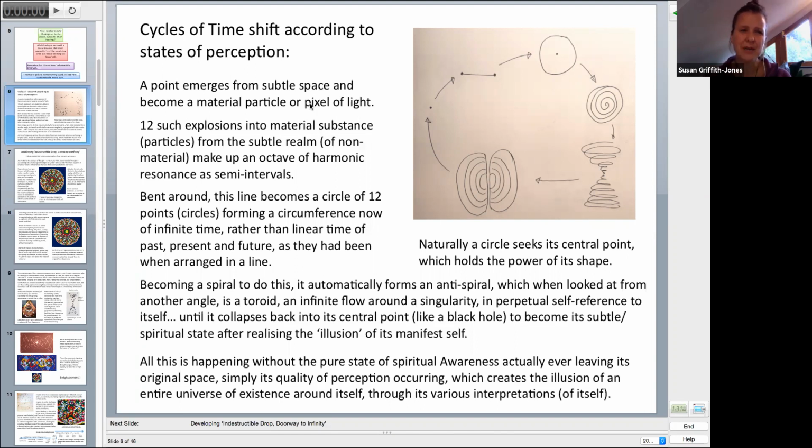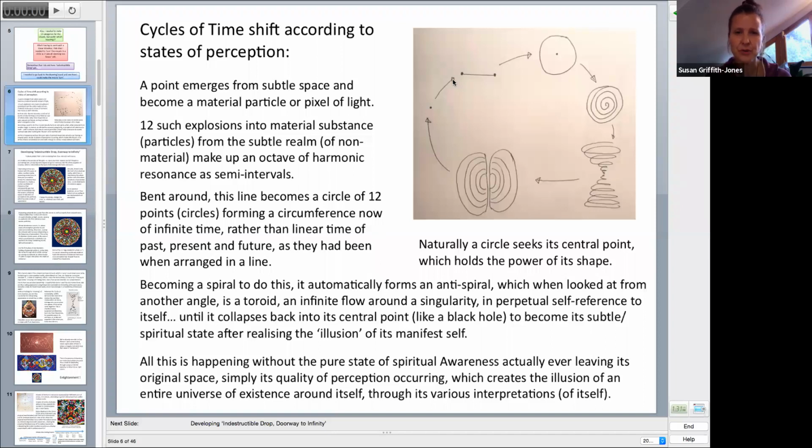So I just wanted to recap at the beginning of this session about how these cycles of time shift according to the states of perception. Here we have a point emerging from subtle space and becoming a material particle or pixel of light. I've described that process in detail before. Let's imagine that this line between these 2 points is 1 octave of harmonic resonance in semi-intervals. So 12 such explosions occur, creating an octave of harmonic resonance. They come into material substance as particles from the subtle realm of non-material, making up an octave as semi-intervals. And then bending this line around, joining the 2 ends together, creates a circle.